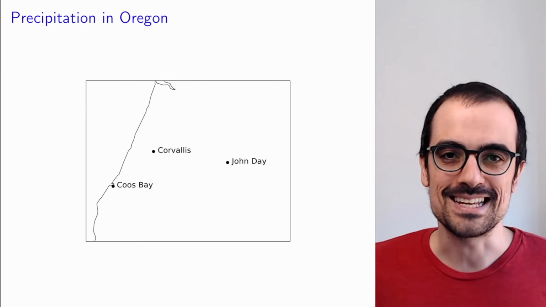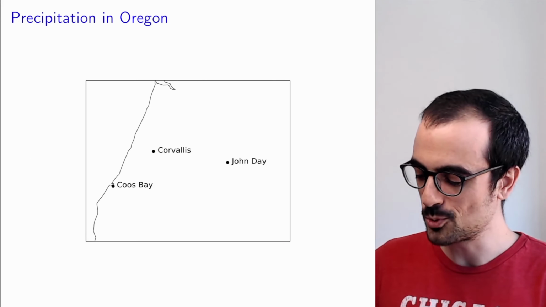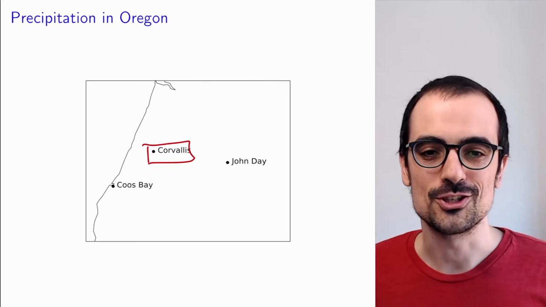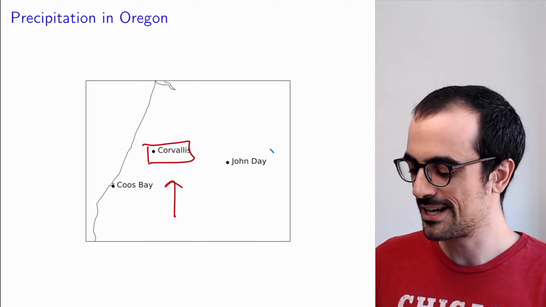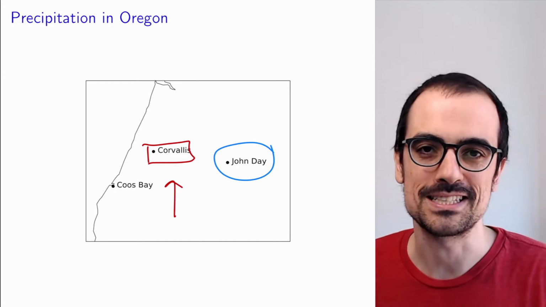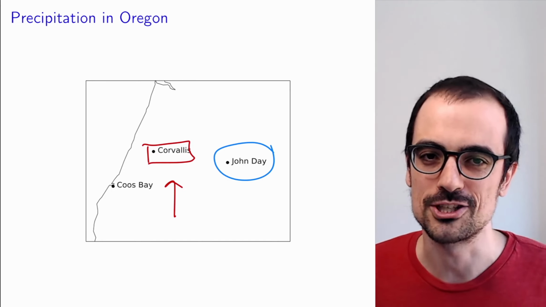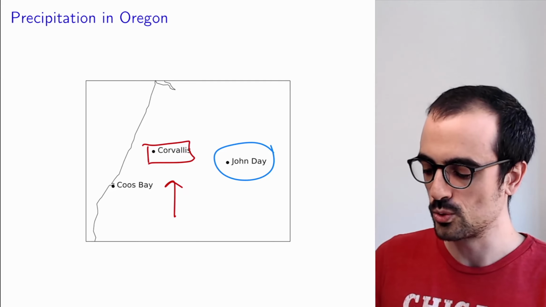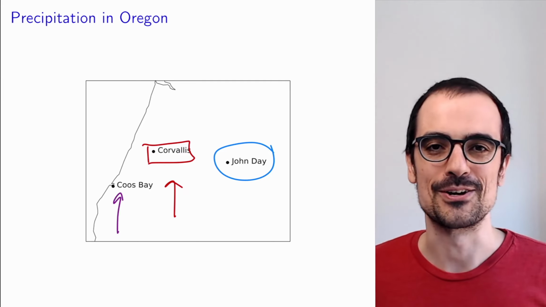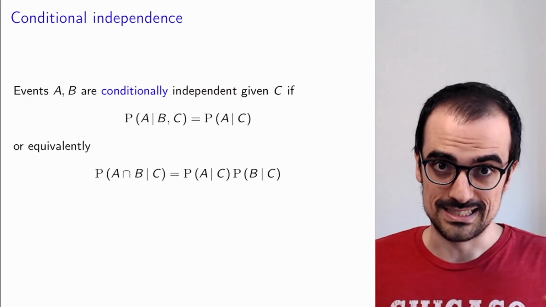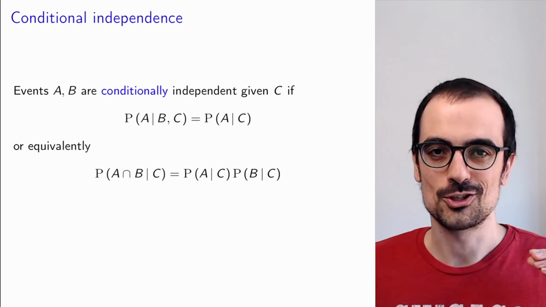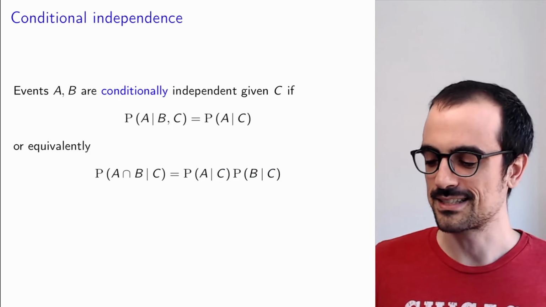It kind of makes sense in this case because Corvallis is in between Coos Bay and John Day. So if we know what's going on here, then what's going on here is not that important. It's actually not giving us that much information about whether it's going to rain or snow here or not. Again, taken to the extreme, of course, this is not completely true for our data set.